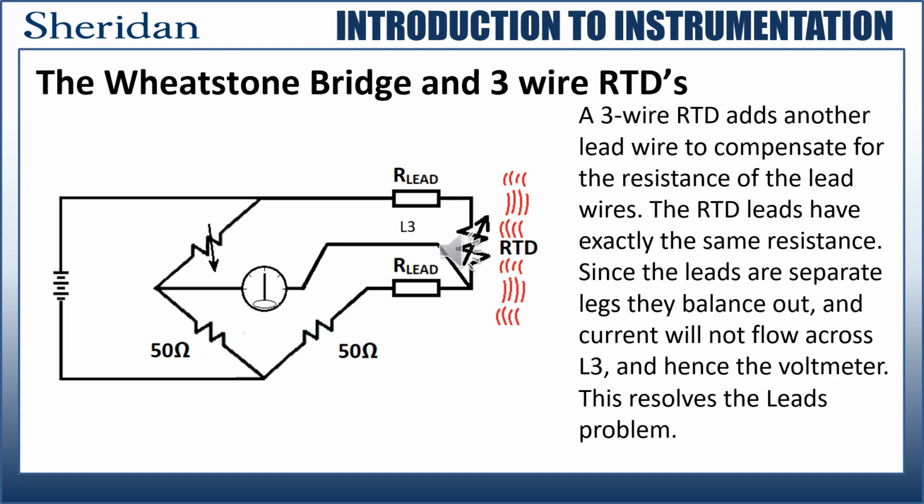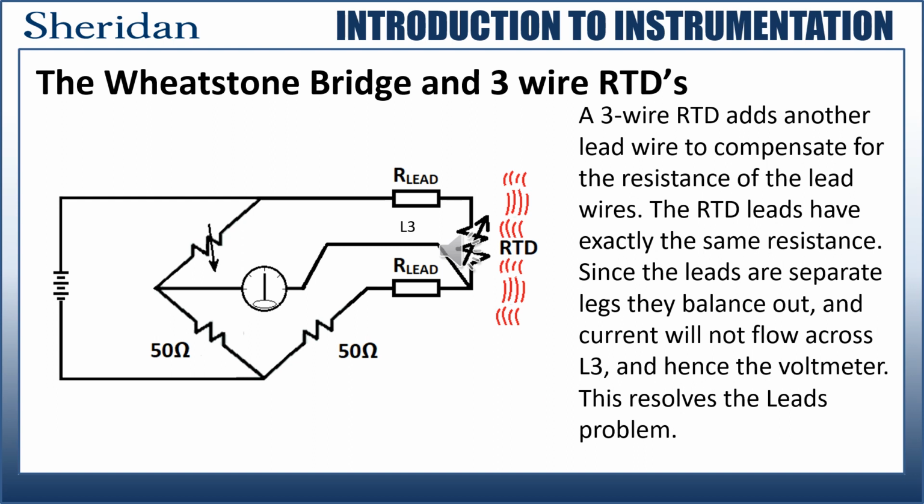A 3-wire RTD adds another lead wire to compensate for the resistance of the lead wires. The two RTD leads have exactly the same resistance, and since the two leads are in separate legs, they balance out. The current will not flow across the third line and hence the voltmeter. This resolves the leads problem.